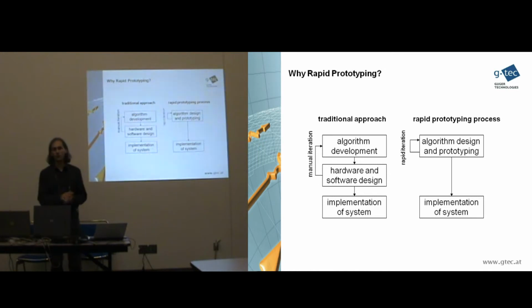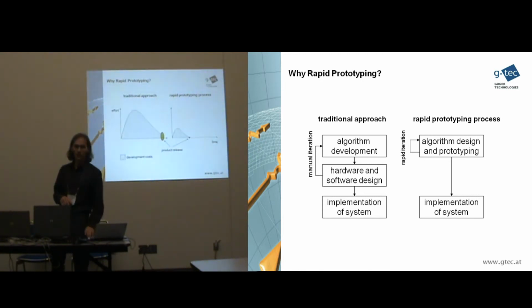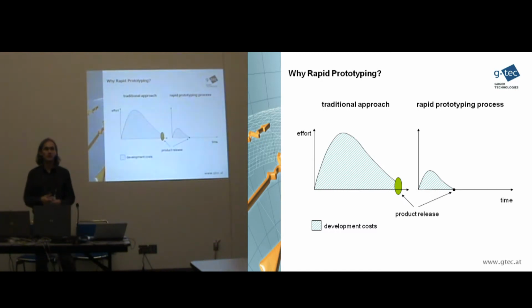So on the left-hand side, we have the traditional approach, and you have several iterations between the algorithm development and the hardware and software design until you reach your final system for your experiment. And with a rapid prototyping system, the algorithm design and the prototyping are done in one step, and this allows you to do your experimental setup much faster.